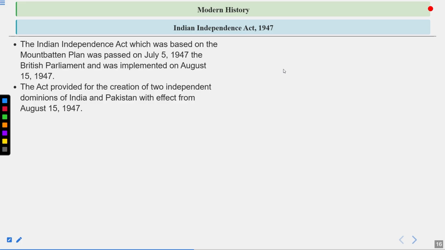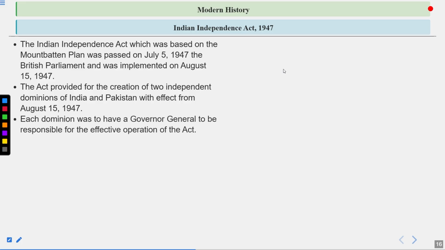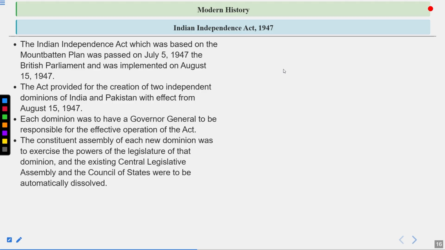The act provided for the creation of two independent dominions, India and Pakistan, with effect from 15th August 1947. So according to this act, two dominions were to be created: one is India, one is Pakistan. In creating that, the June Plan, also known as the Mountbatten Plan, also worked. Each dominion was to have a Governor General responsible for the effective operation of the act. The Constituent Assembly of each new dominion was to exercise the powers of the legislature of that dominion, and the existing Central Legislative Assembly and the Council of States were to be automatically dissolved.